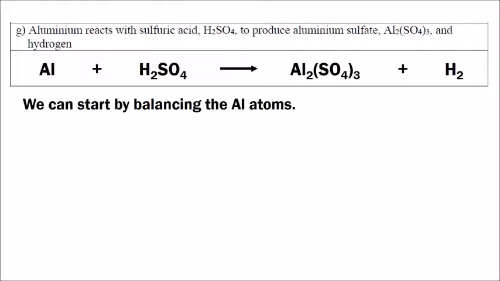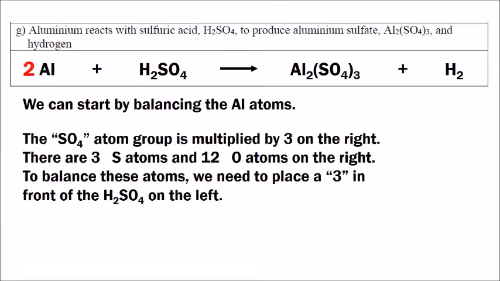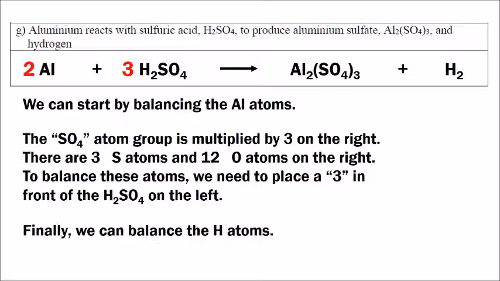Let's talk about that. If we balance the aluminum atoms, we can put a 2 on the left. The SO4 atom group, which is inside the parentheses on the right, is multiplied by 3. So there are 3 sulfur atoms and 12 oxygen atoms on the right. To balance these atoms, we can place a 3 in front of the H2SO4. Now the last element we need to balance is the hydrogen. So if we have 6 hydrogens on the left, we can balance the hydrogen atoms by putting a 3 in front of the H2. And now the equation is balanced.